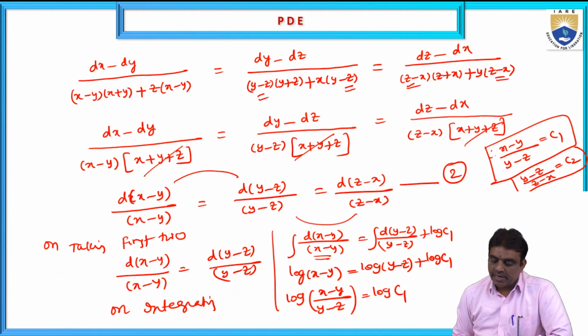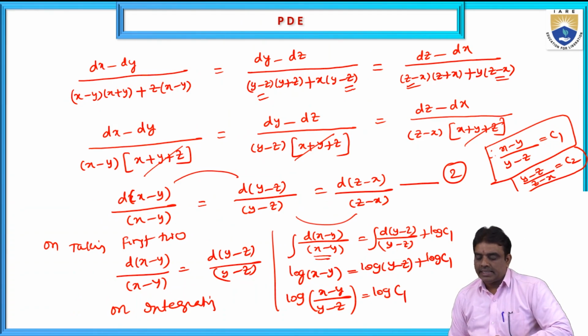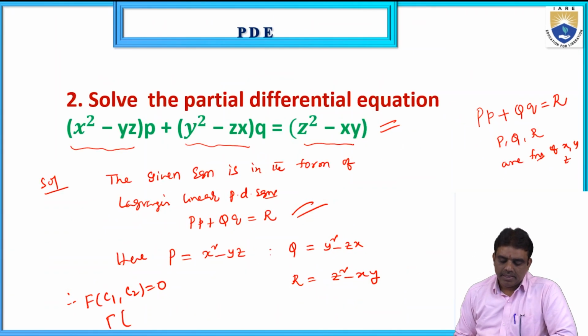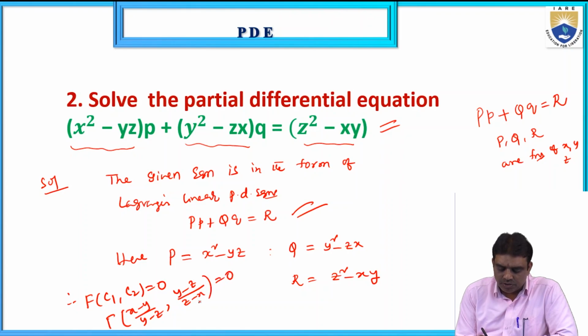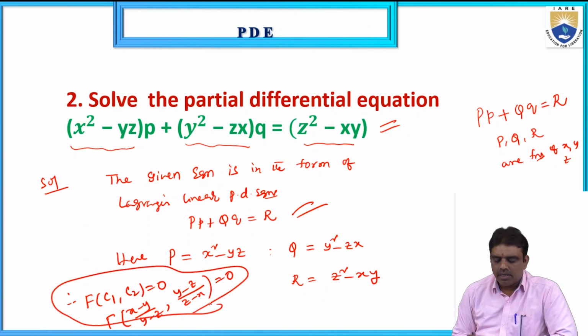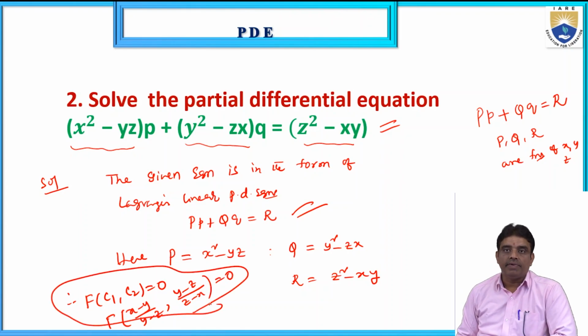You can see c1, (x minus y) by (y minus z) is c1. Now (y minus z) by (z minus x) is equal to 0 is the required general solution of the given partial differential equation, which is obtained by using the method of grouping and method of multipliers method.